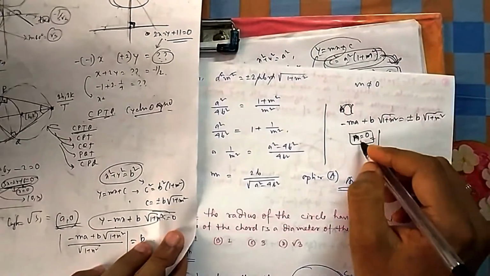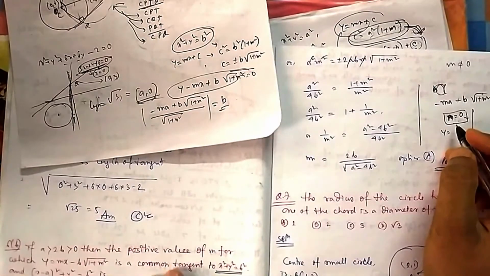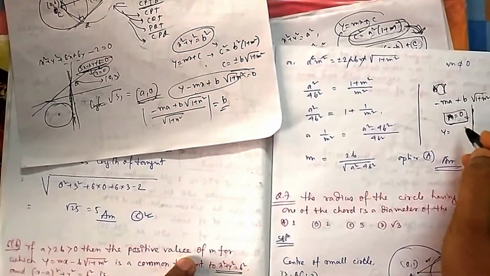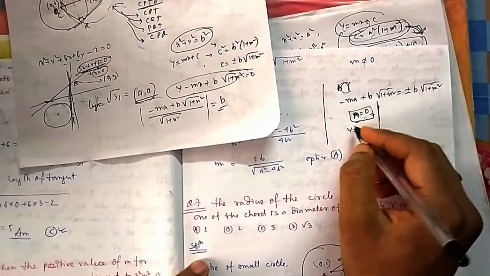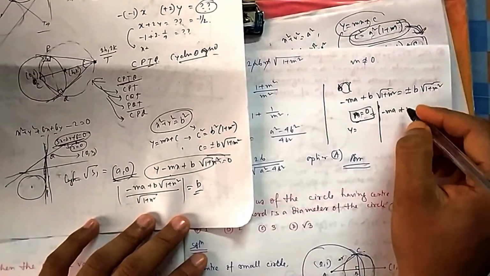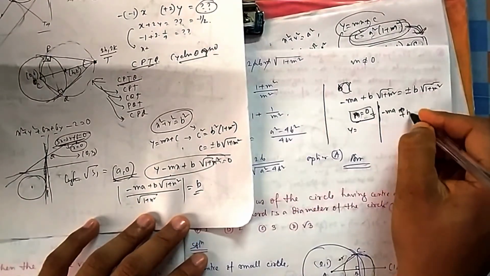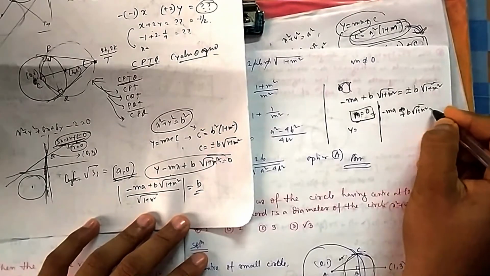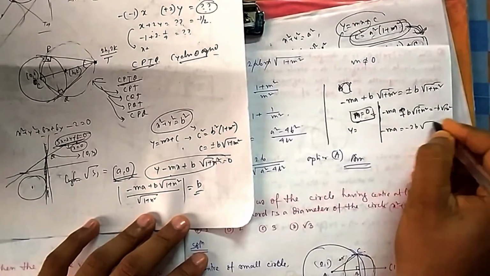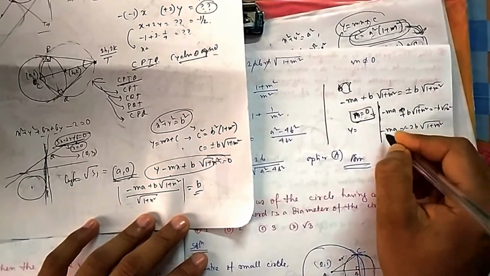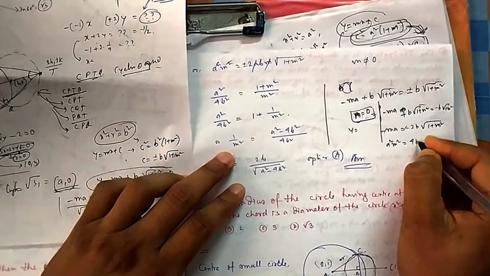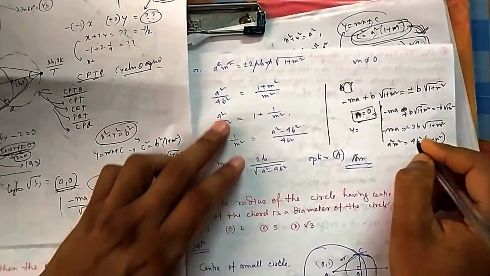So this cannot be, but they are asking you positive values of m. So m cannot be 0, because they are asking you positive values of m. So m is 0 is neither positive nor negative, so you don't take this value. So for another value, you take the minus. So if you take the minus, then this plus b under root 1 plus m square is equal to minus b under root 1 plus m square. Then you take minus, it will get cancelled, so b under root 1 plus m square. So if you take square, then the same thing will be coming here, a square m square, you will find the same thing, 4b square 1 plus m square.